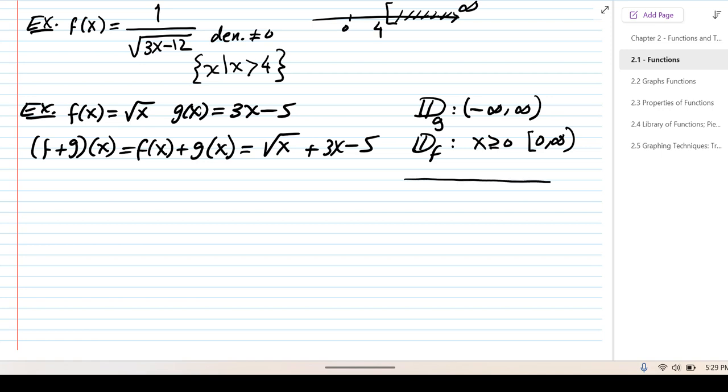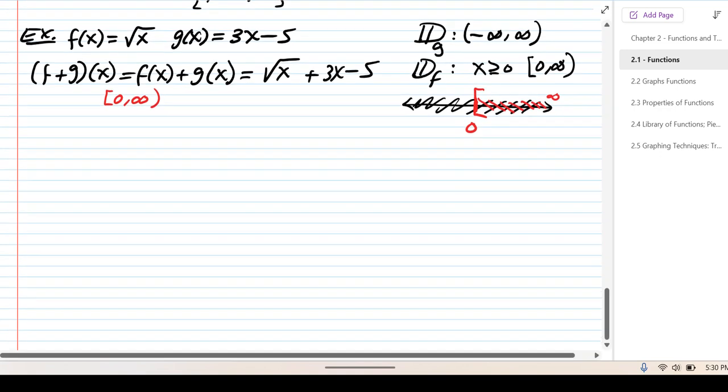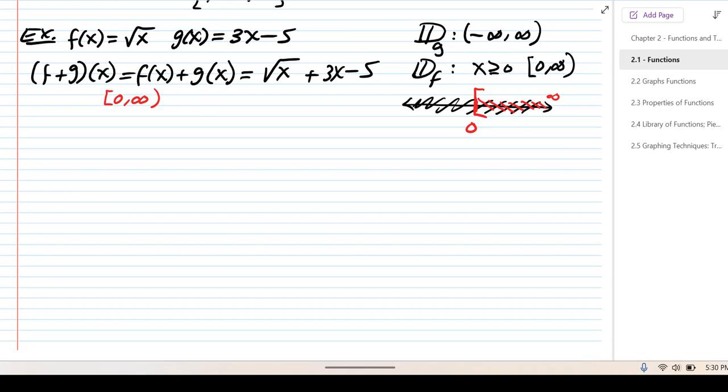Now if you look at the intersection of these two, the top one is the entire number line. The bottom one, let's say here's 0, can only take on things that are bigger than or equal to 0. So the intersection of the two regions, which is namely this region, is going to be the domain here. So the domain of the sum function is going to be 0 to infinity. Although again, g is capable of handling negative numbers, but f cannot. So they have to compromise. They have to come together to where both functions can process the input.